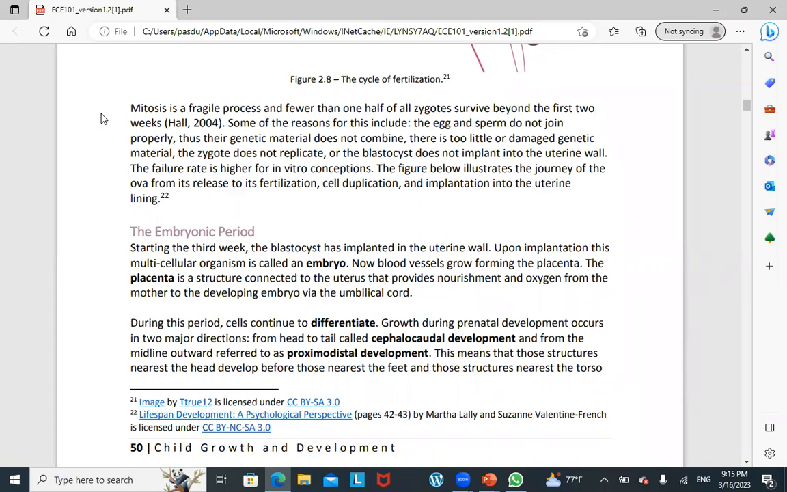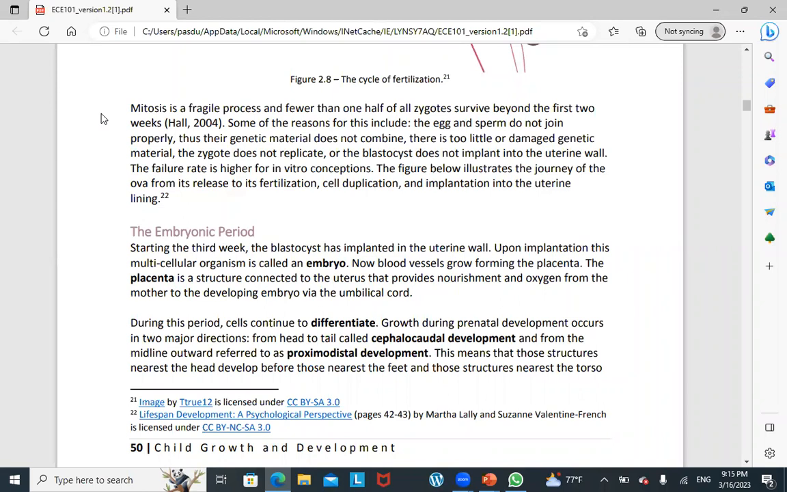You know what's called the umbilical cord? It's something which carries nutrition and oxygen from mother to the child, right? During this period, cells continue to differentiate, meaning creating differences.